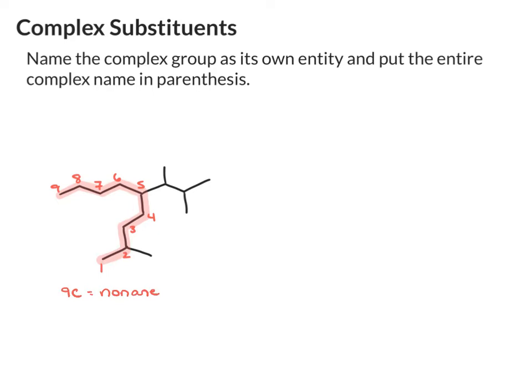At carbon 2, we have a methyl group. That's straightforward. But then at carbon 5, we have this large complex group that we don't have a simplified name for. So we need to figure out how we deal with this.